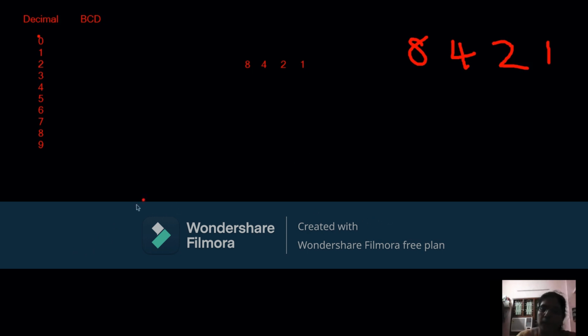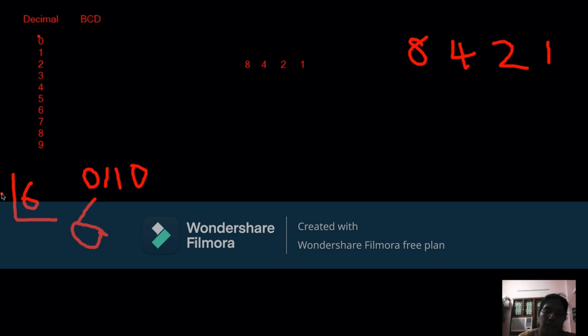I want to calculate the binary for the decimal 6. Normally, how will you find out the binary for the decimal 6? I can tell immediately it is 110. If it is in 4 bits, you have to add one more 0 here. But if you don't know, you have to calculate.